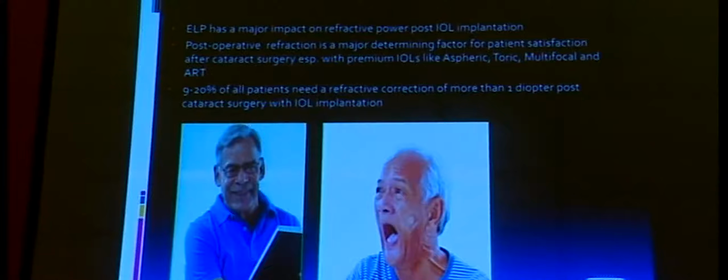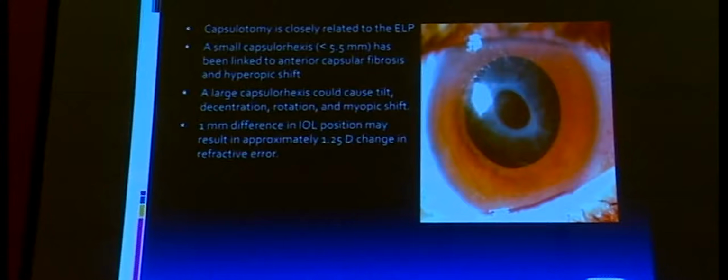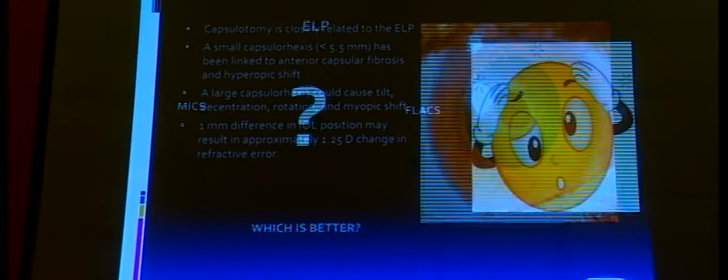So ELP has a major impact on refractive power post-IOL implantation. Post-op refraction is a major determinant for patient satisfaction, especially with multifocal, torics and other premium IOLs. Different studies say that between 10 and 20% of patients have more than a diopter of refractive error post-surgery. Now, capsulotomy is closely related to the effective lens position. A small Rexis has been linked to capsular fibrosis. The lens shifts posteriorly and it's a hyperopic shift. A large capsular Rexis tends to cause a myopic shift. So a 1 mm difference in the IOL position may result in approximately 1.25 diopters change in the refractive error.